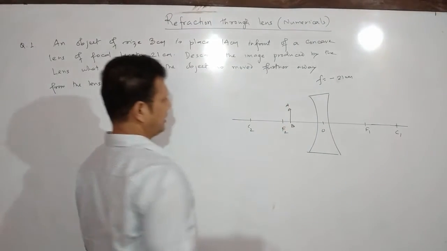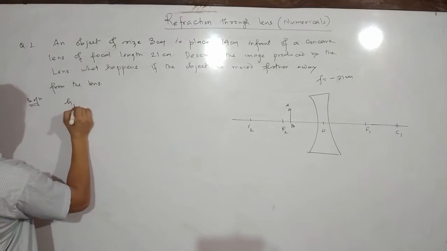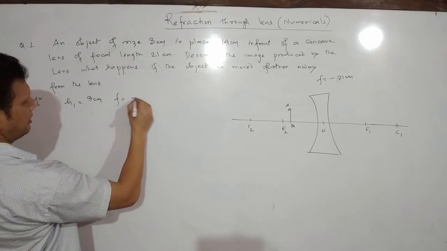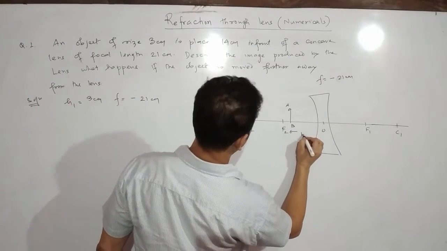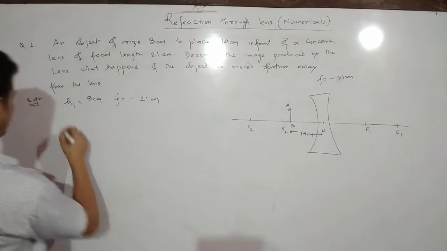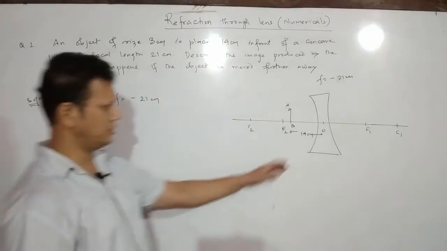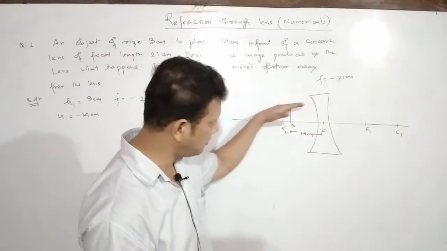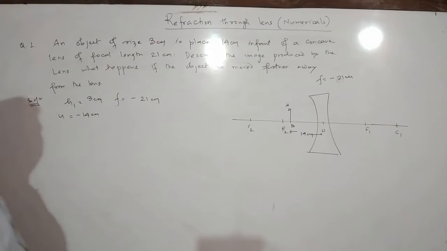AB is the object, and the height of the object is given as H1, which is 3 centimeter. Focal length is given to be minus 21 centimeter. Object distance u is 14 centimeter, and according to the sign convention it will be minus 14 centimeter. Because to measure the object distance, you always come from the optical center towards the left, which is opposite to the direction of the incident ray, so it will be minus.